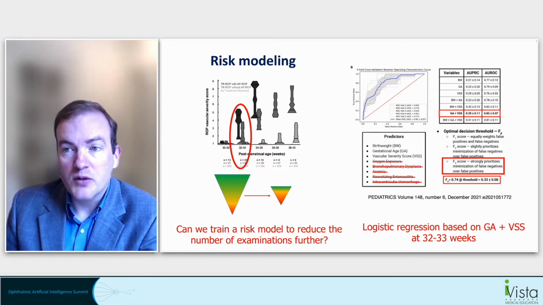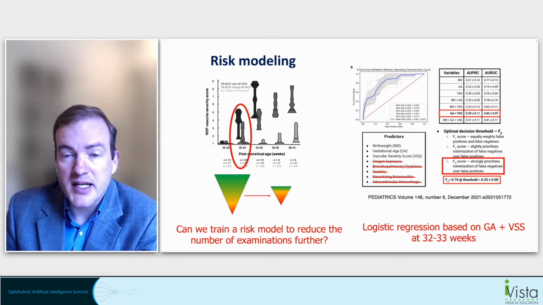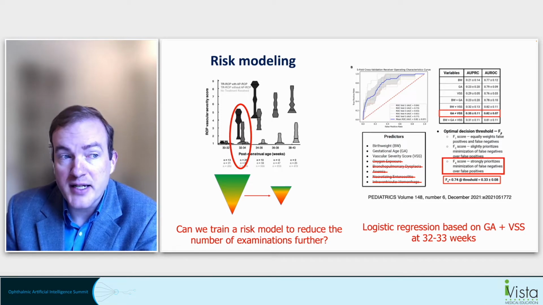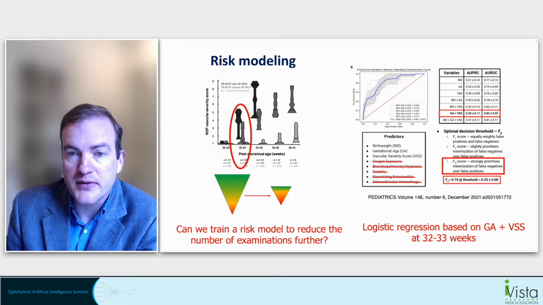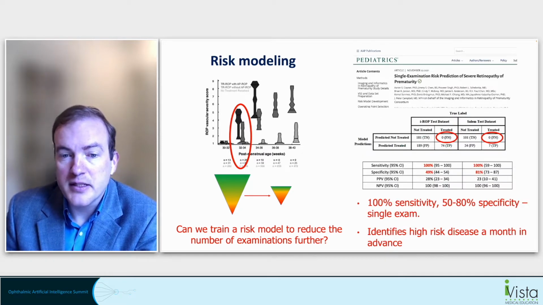Moving beyond that, could we reduce the number of exams for babies who have low-risk disease? I already told you the vast majority of exams reveal no or mild ROP, and I told you that we can identify an eye is progressing up to a month before treatment. My colleague Aaron Coyner, in work published in Pediatrics, asked, could we combine these two, pretest probability essentially based on gestational age, which is the most important demographic risk factor, and early changes in vascular severity to develop a risk model? And we showed in 2 US populations that this would work.